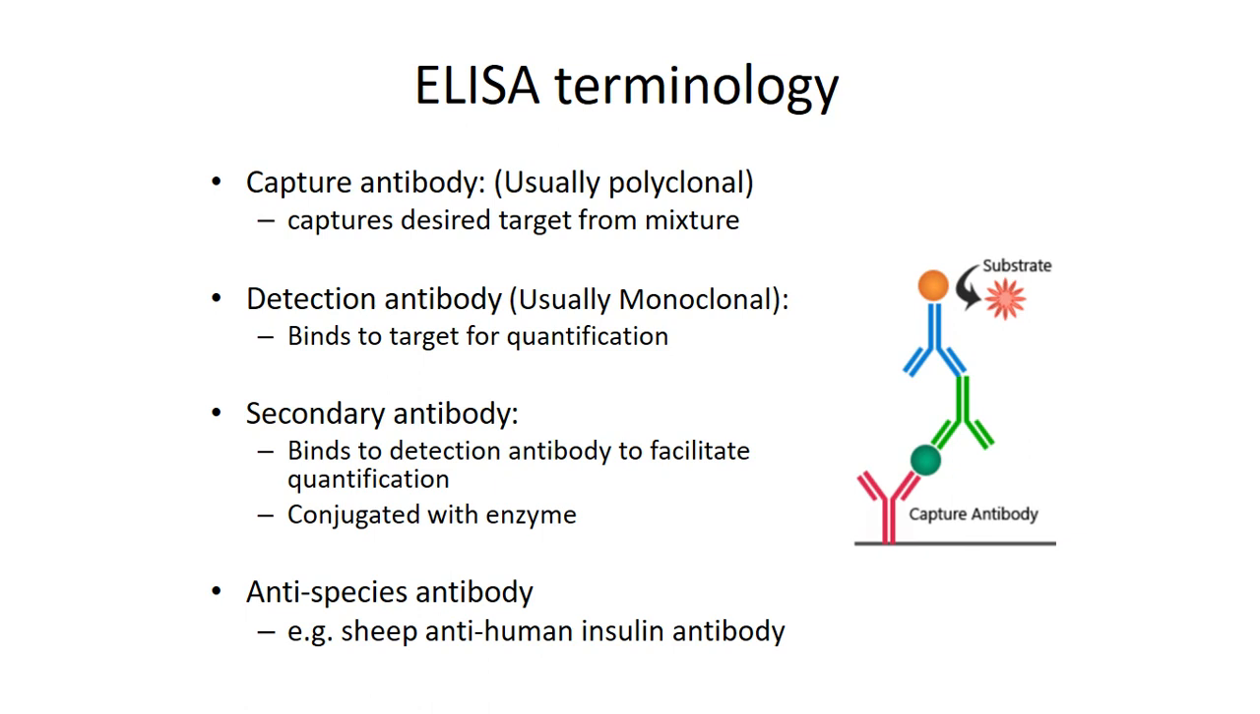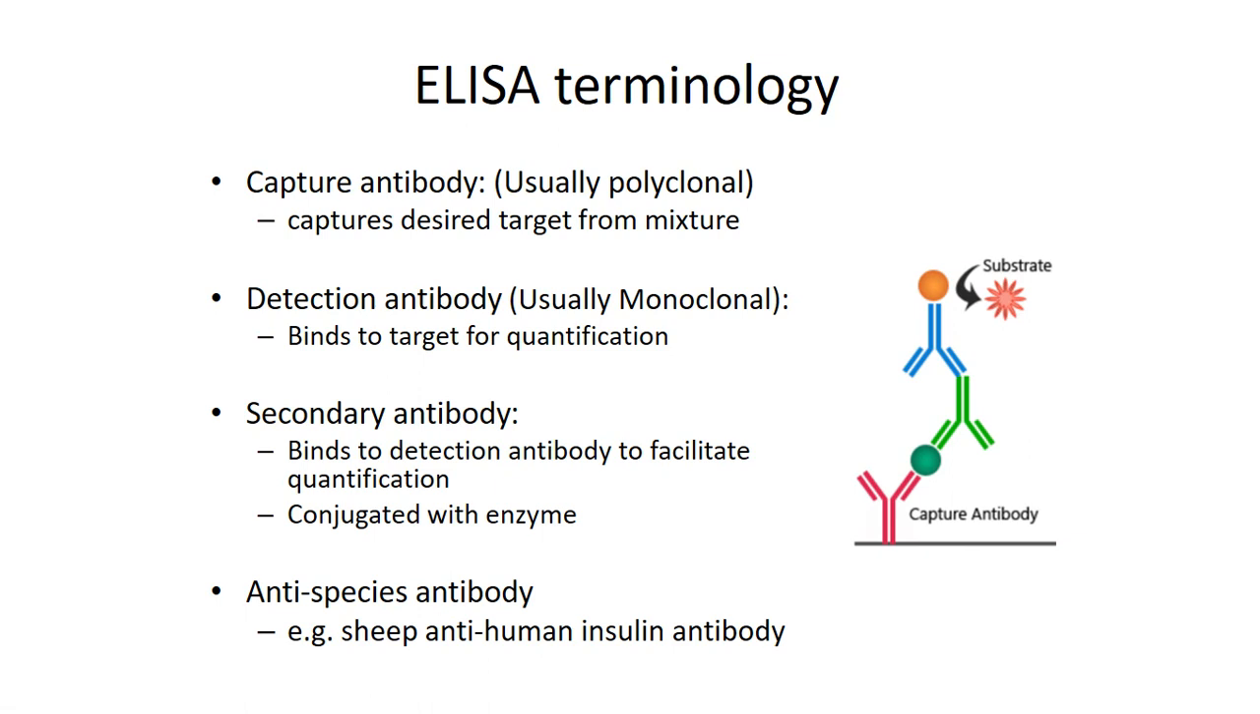So whilst the capture antibody is there to isolate the target, a detection antibody, which is usually monoclonal, so a very specific antibody, is used to bind to the target for quantification purposes. In this example, this is a sandwich ELISA, which we'll cover later, but here we have a capture antibody isolating the antigen. But then we have the detection antibody that binds to the antigen specifically in order to subsequently quantify it.